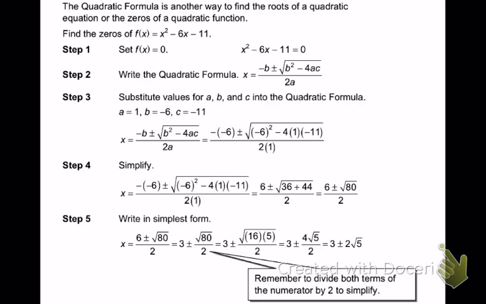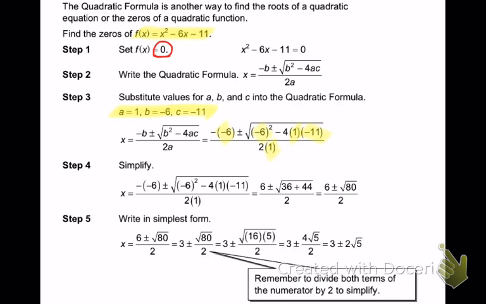Okay, so here's what this looks like. The quadratic formula is another way to find the roots of a quadratic equation or the zeros of a quadratic function. So I want to find the zeros of the function f of x equals x squared minus 6x minus 11. Whenever I do this, I always want to set it equal to what number? What do I always want to set it equal to? 0. Yeah, I always set it equal to 0. Okay, so I set it equal to 0 and then identify a, b, and c. A is 1, b is negative 6, c is negative 11. And then I plug the information in. So I plug b in, I plug a in, and then I plug c in.